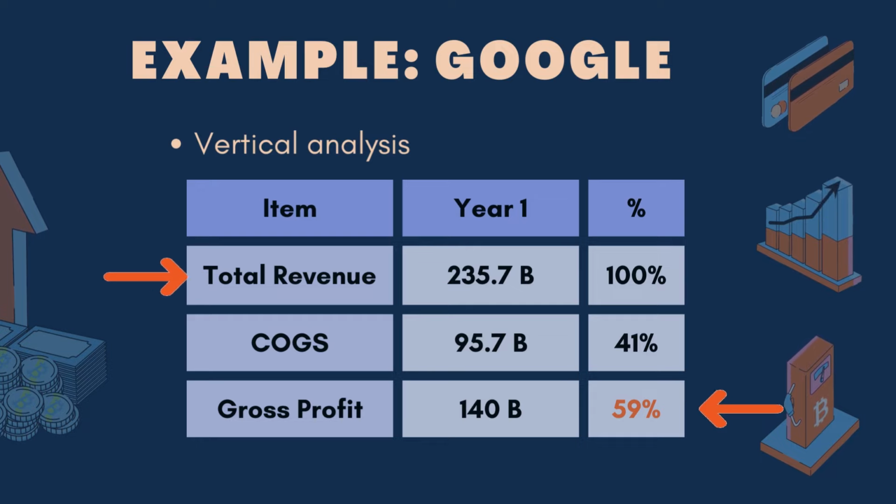Vertical analysis allows us to compare each line item on the income statement to total revenue. For example, if we calculate gross profit as a percentage of total revenue, we find that it represents approximately 59% of Google's total revenue. This indicates that Google has a strong margin on its products and services, a crucial metric for evaluating profitability.